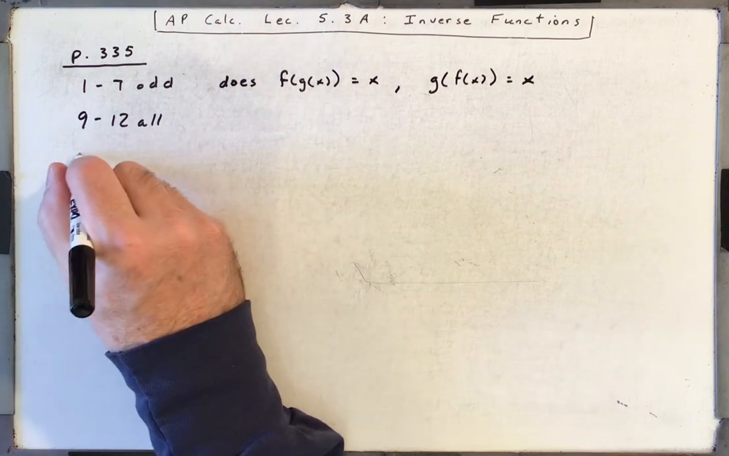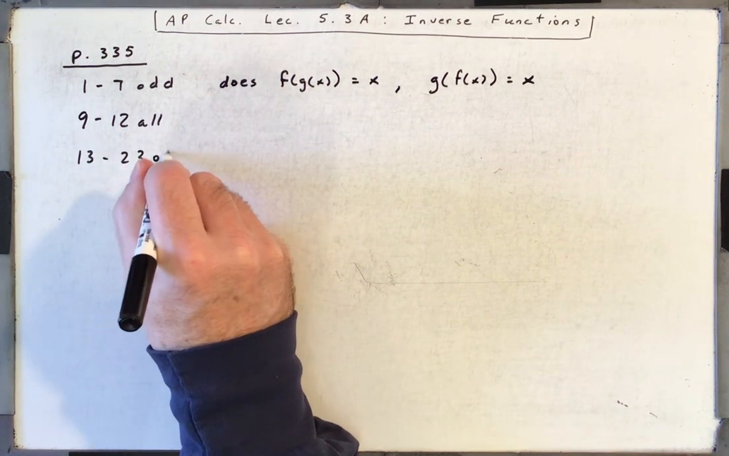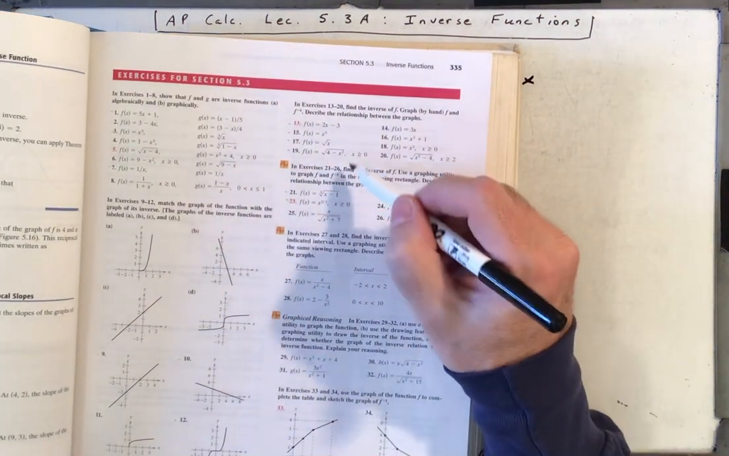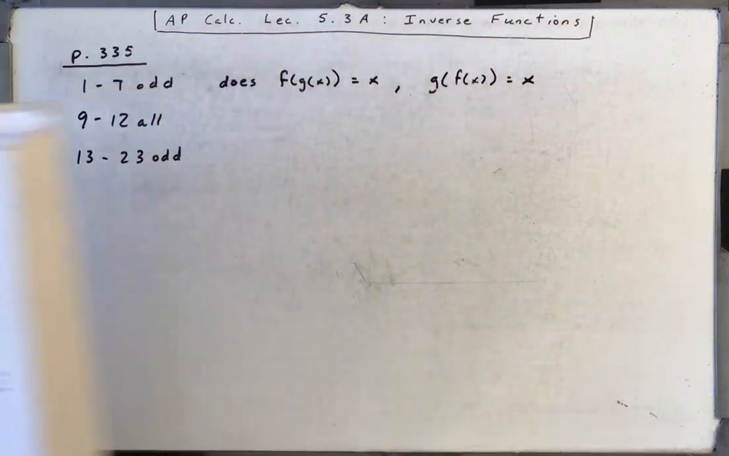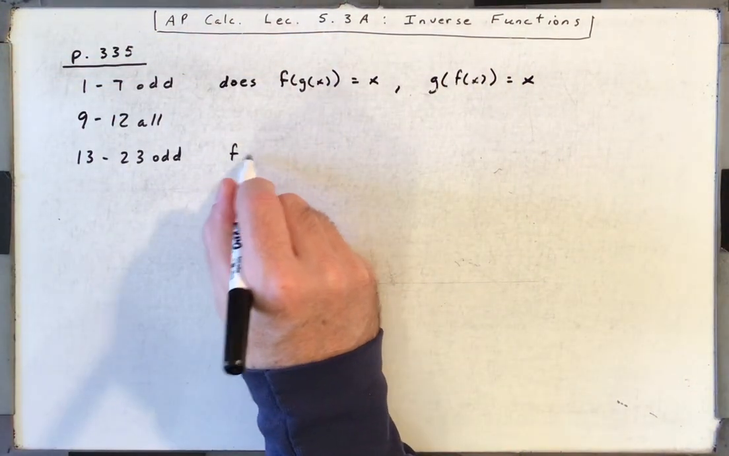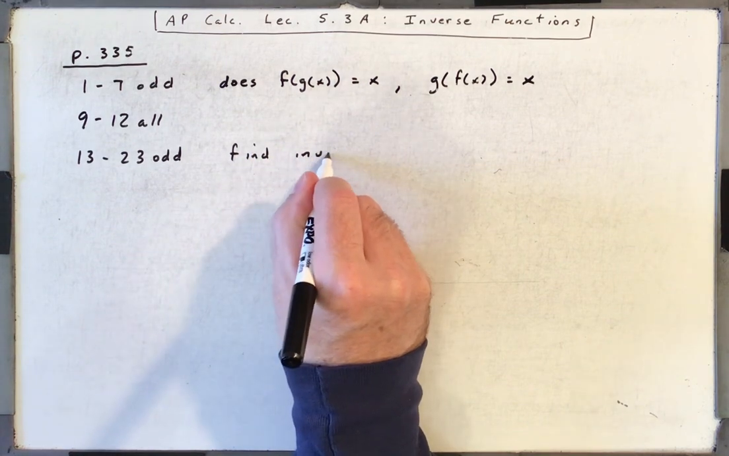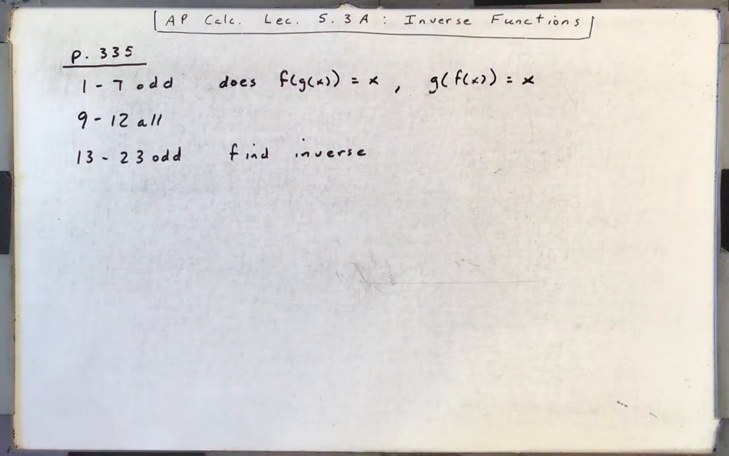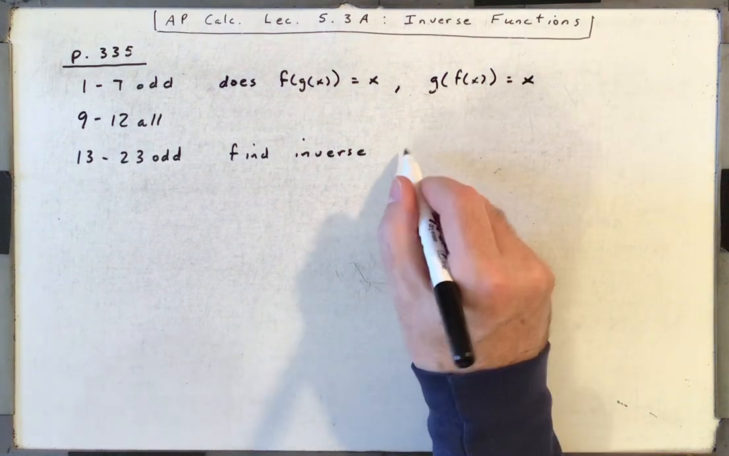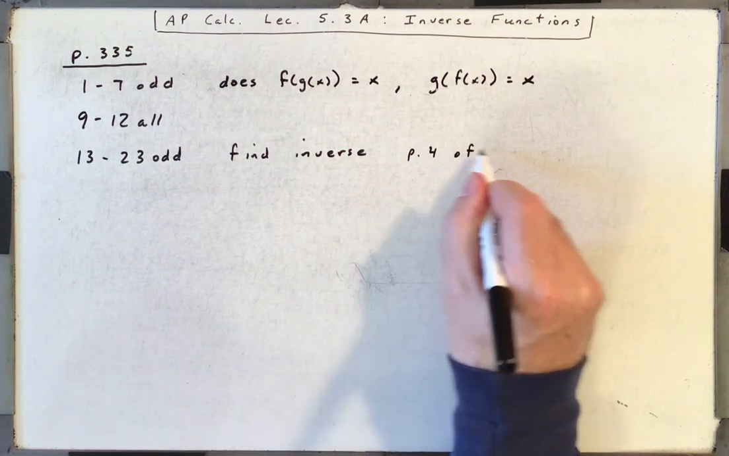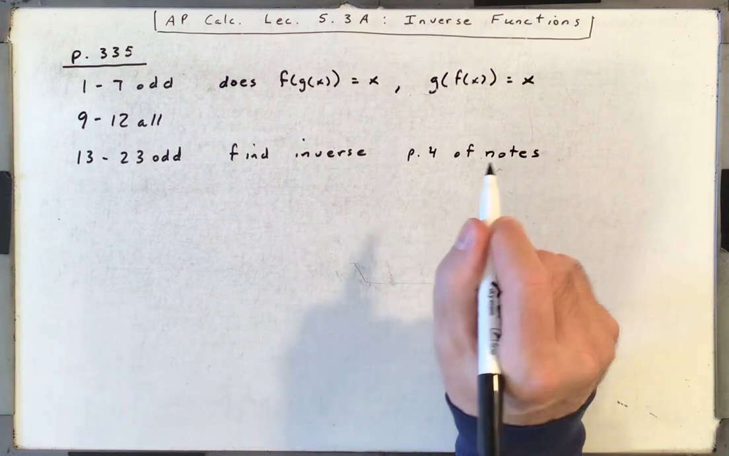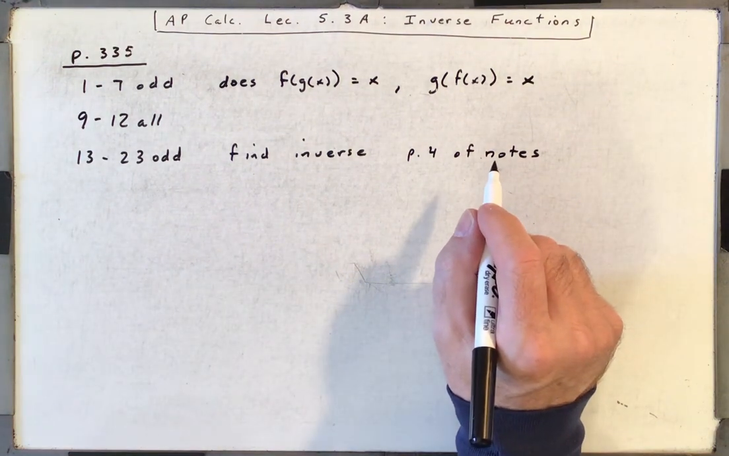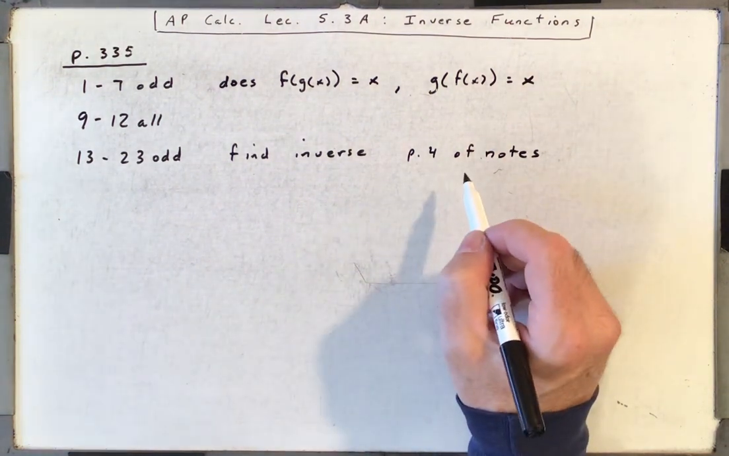Okay, so for 13 through 23 odd, you're going to find the inverse if it exists. And you're going to use the procedure from page 4 of notes. That's the swap, the x and the y and all that. All right, so find the inverse using the procedure on page 4.